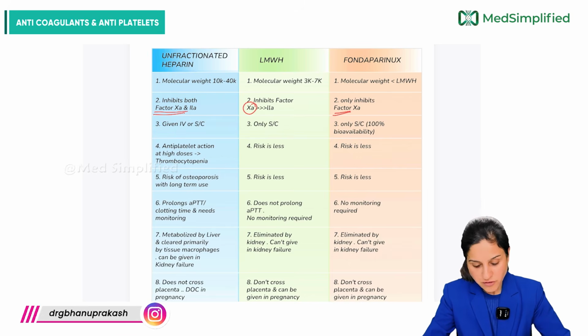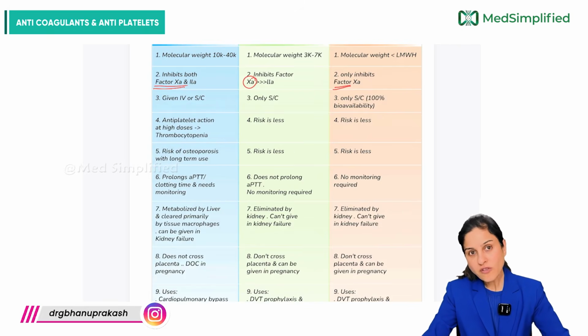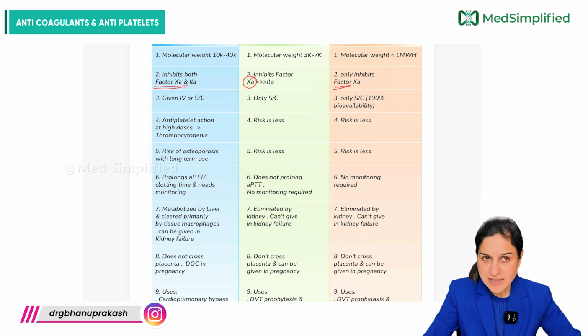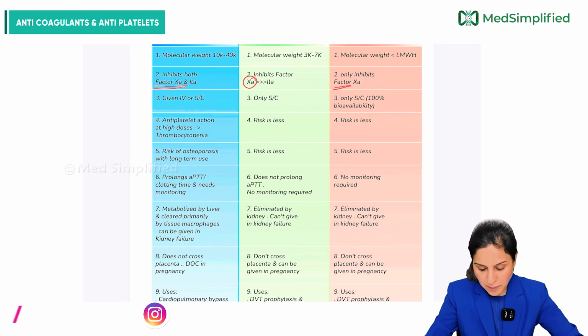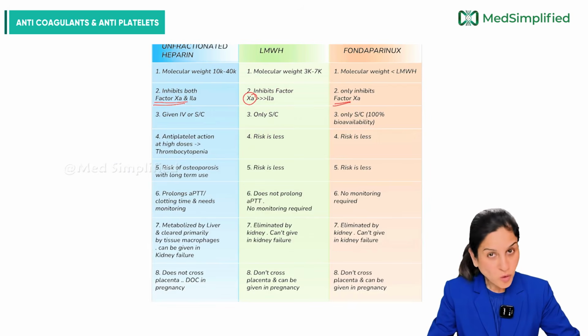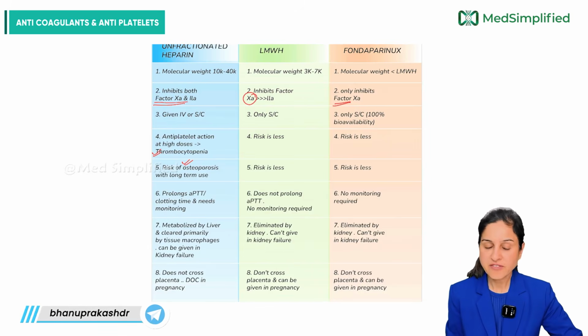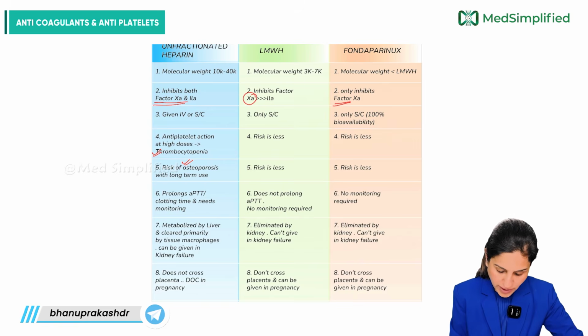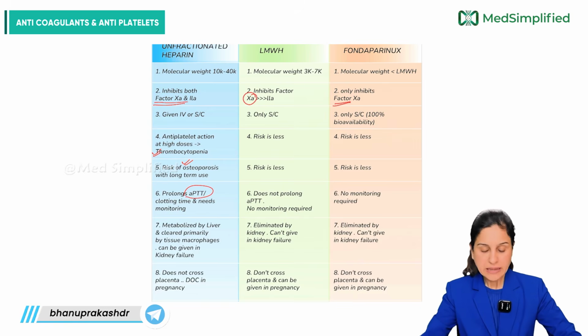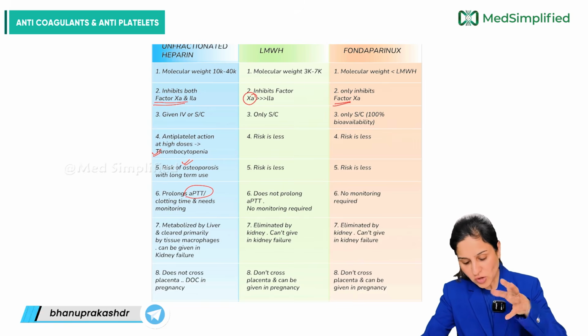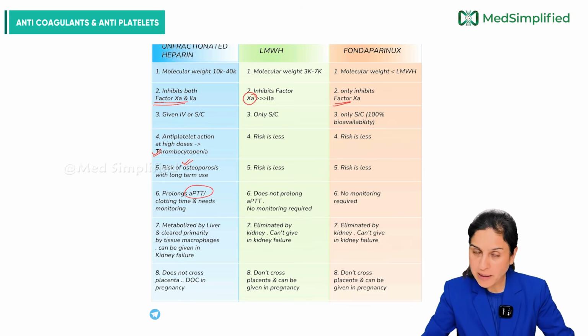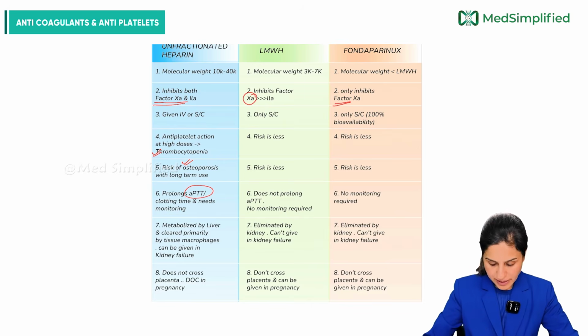You can give unfractionated heparin as such also by the IV route. Risk of side effects is highest with heparin as compared to the others. So what are those risks? The risks are thrombocytopenia, osteoporosis, and heparin also requires monitoring. So we monitor the APTT, which is not required in case of low molecular weight heparin and fondaparinux.